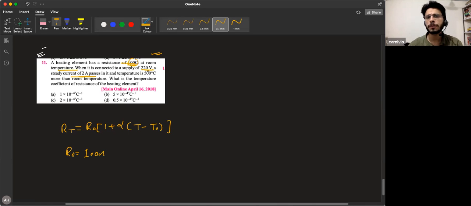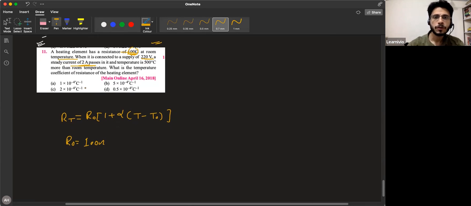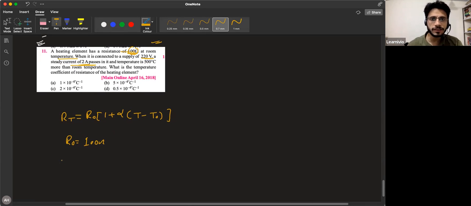When it is connected to a supply of 220 volt, a steady current of 2 ampere passes through. Voltage is 220 volt, the current passing through it is 2 ampere. Then what will be the resistance? The resistance will be the ratio of voltage and current. Voltage is 220, current is 2 ampere. So it comes out to be 110.